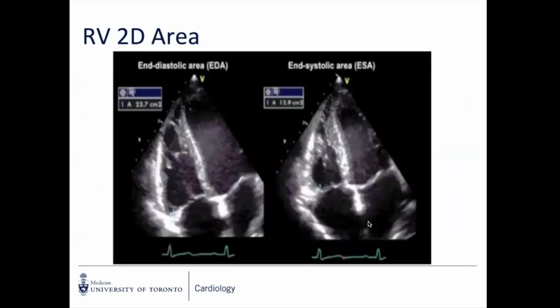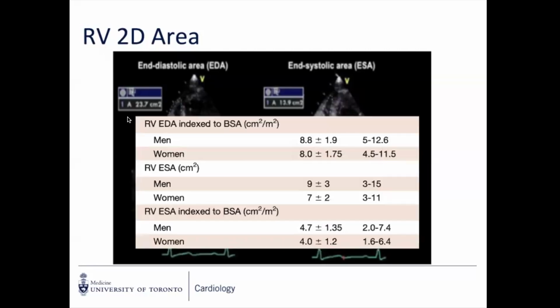So this is reflecting that here. We have our end systolic measurement. We've traced around from the lateral tricuspid annulus along the free wall up to the apex and then down to the medial annulus in diastole and then in systole. And this is important because we use these measurements in our fractional area change, which I'll talk about shortly. So the upper limit of normal, indexed to body surface area, for men for the diastolic area is 12.6, and for women it's 11.5, and then for systolic it's 7.4 and 6.4 respectively.